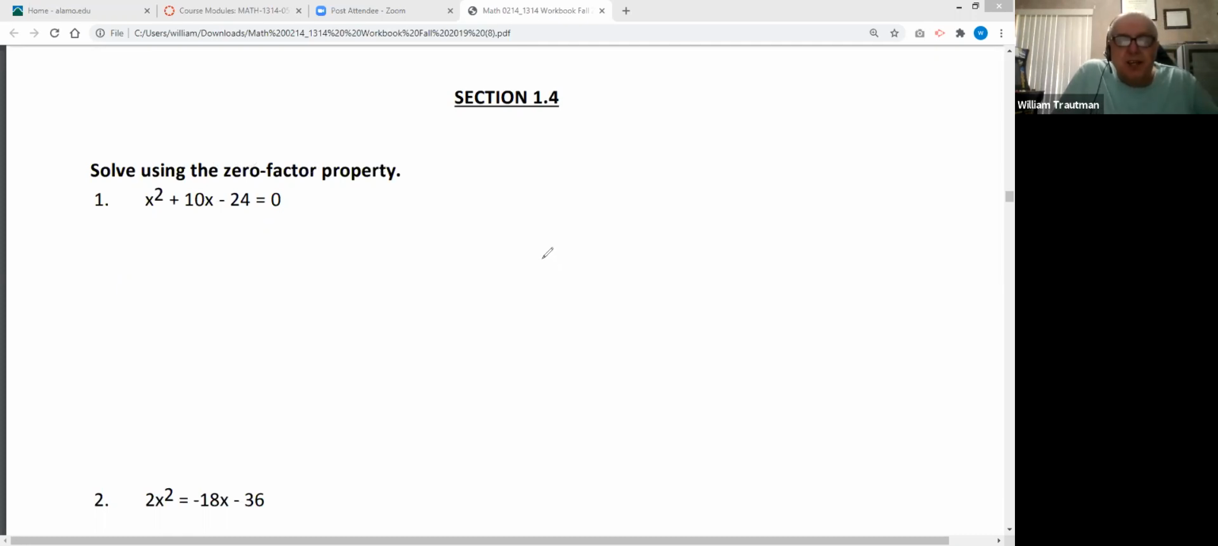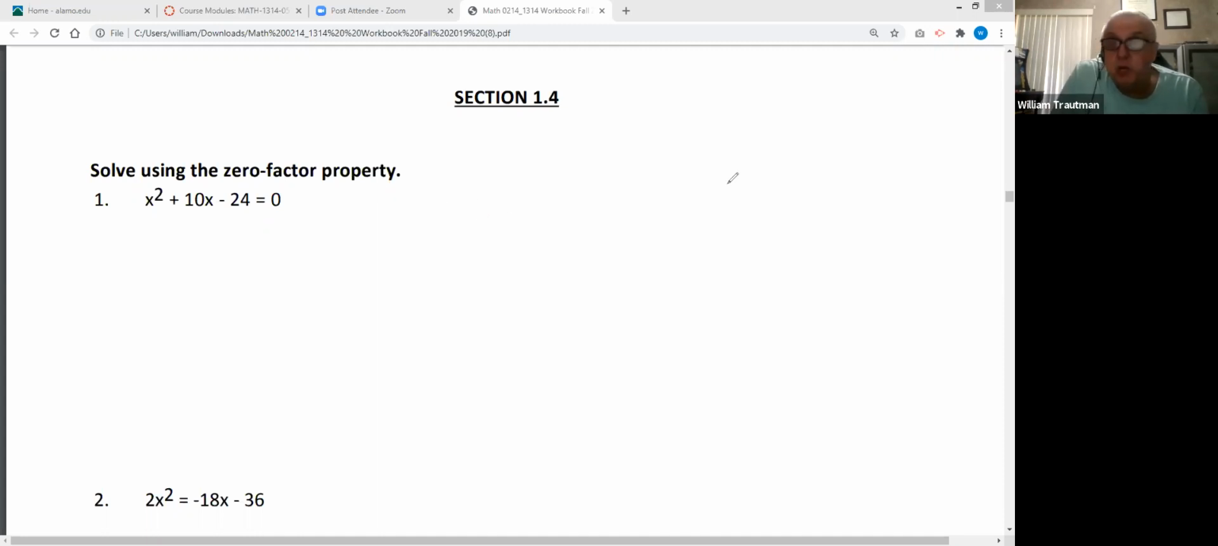Guess what we're doing today? We're going to factor the zero factor property, and I mentioned this, yeah, decades. I actually graduated high school 40 years ago. Can you believe that? 40 years ago and 10 days, something like that. That's a long time. All right.